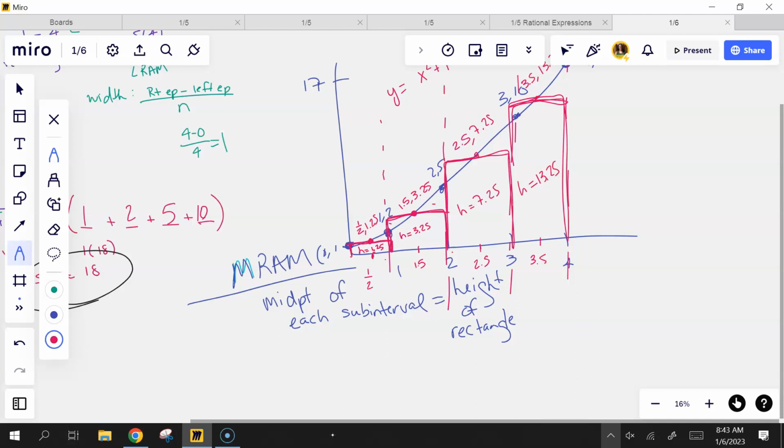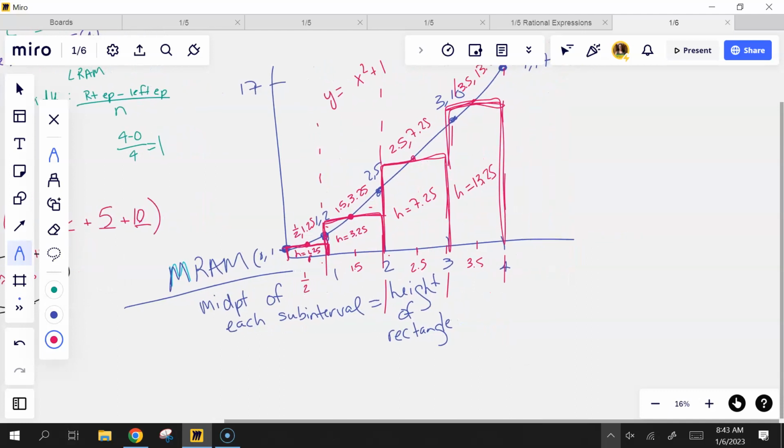And the last one, now I have everything I need to find the area of each rectangle and add them together. So the area, or S of 4, remember we're multiplying by 1, that's just because the width is 1.